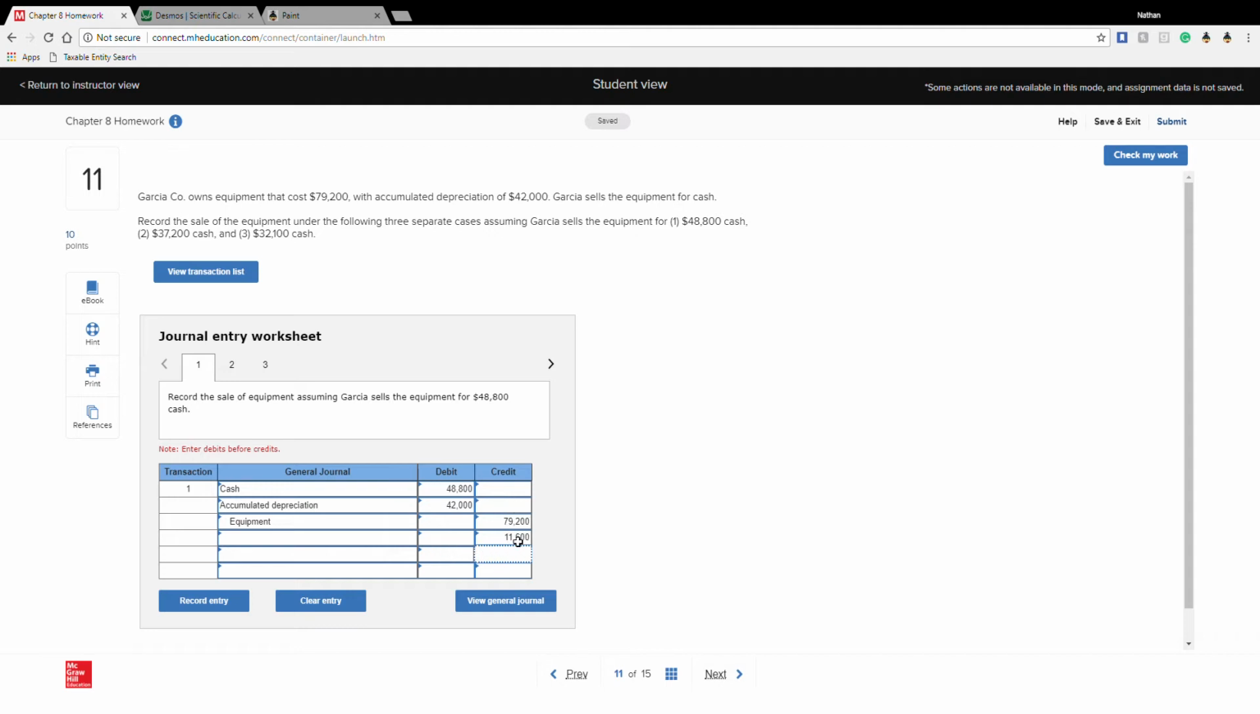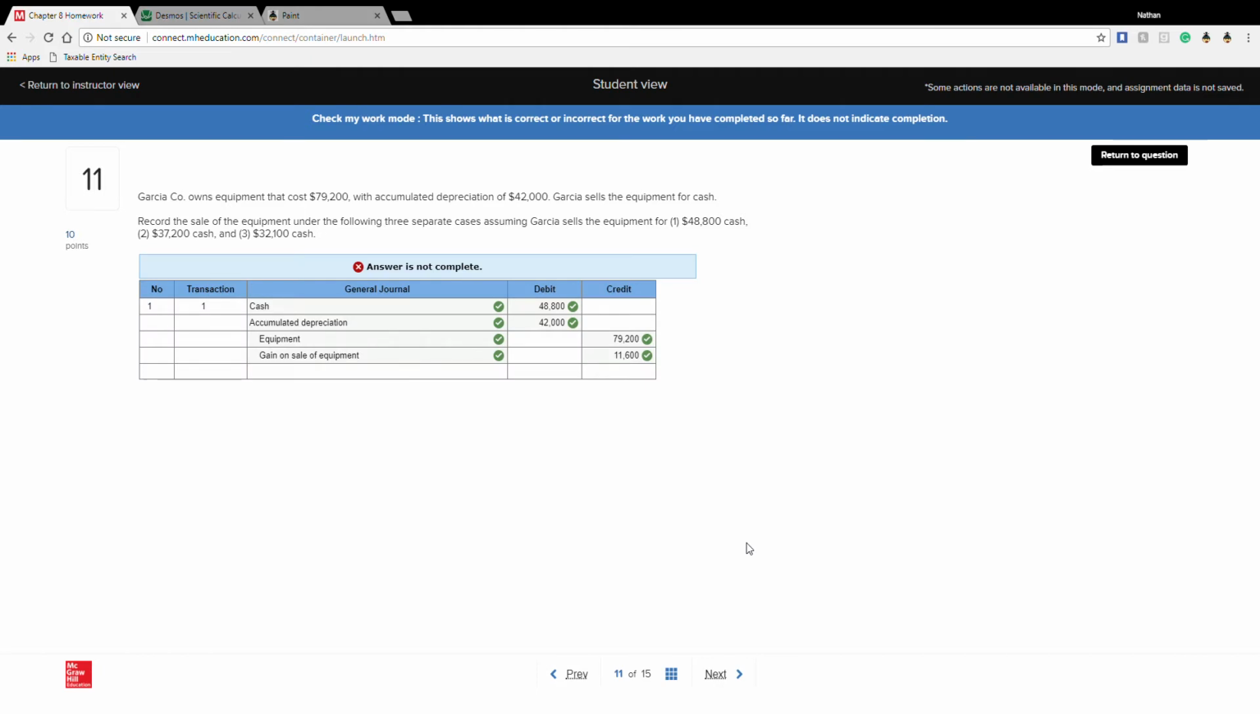Well, when this is a credit, this basically means a gain has happened on the sale. Okay, so credit, gain. As you see the process that I went through, this is usually the process that you should go through. Take what you know and then find the difference. Okay, again, if you hit check my work, boom, everything is correct.